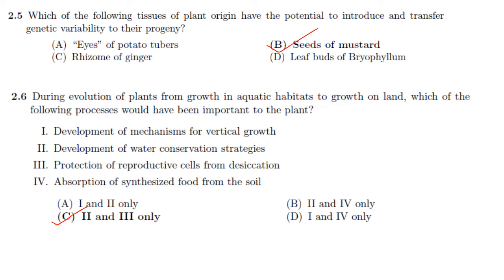Protection of reproductive cells from desiccation. Yes, that is also one important strategy that they have to develop. Then absorption of synthesized food from the soil. Need not be. So options 2 and 3 are correct. So answer is option C, 2 and 3 only.